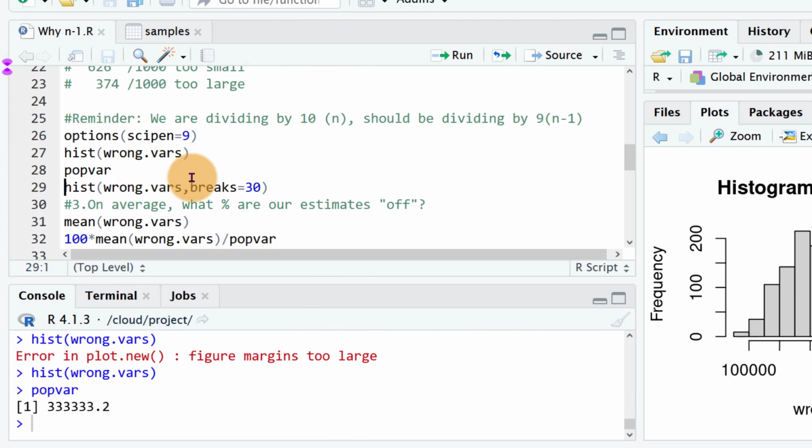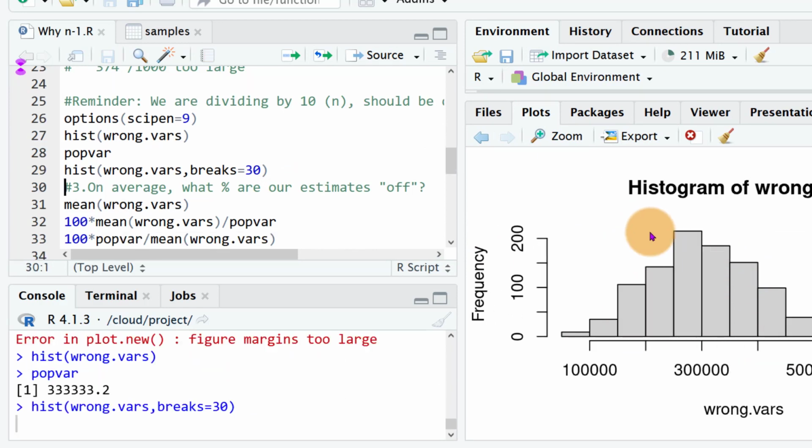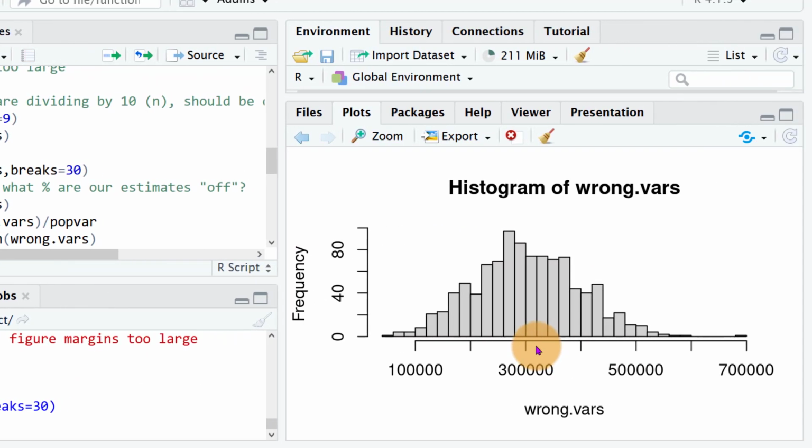So just to remind ourselves again what that true value is, 333,333.2. Now let's make another histogram, but let's divide it into a few more bars just to get a little bit better look here. Now we can clearly see that all those values over here are lower than the truth. Only these ones over here are higher.